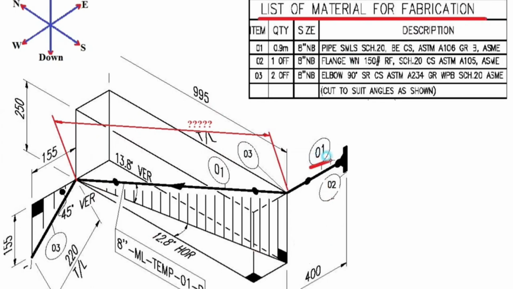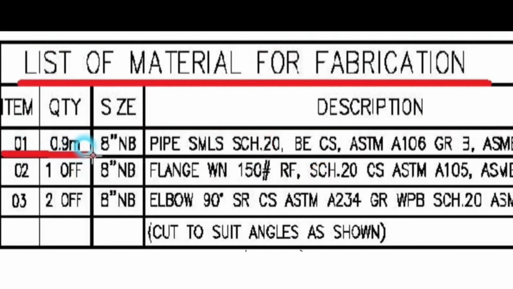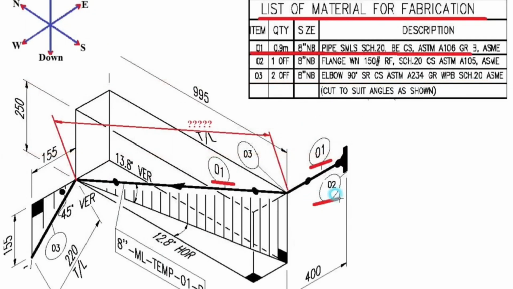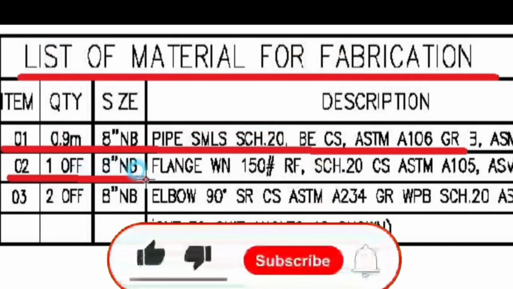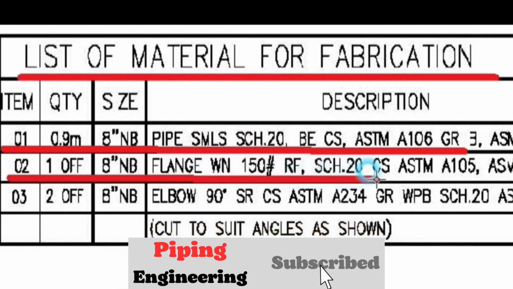Let's look at detail number 1. Item number 1, the quantity is 0.9 meters, 8-inch pipe SMLS Schedule 20, carbon steel, A106. Let's look at detail number 2. Item number 2, the quantity is 1 piece, 8 inches flange, weld neck, 150 class, raised face, Schedule 20, carbon steel.